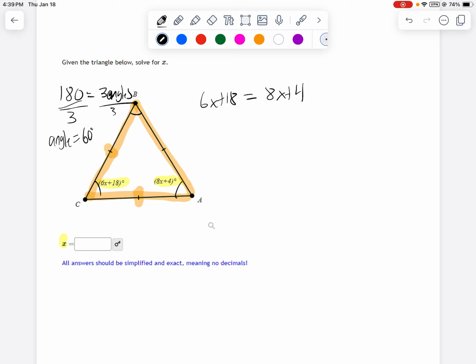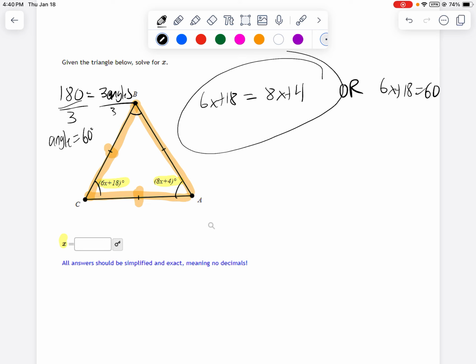We divide by that 3, and you know that every angle in this triangle will equal 60 degrees. So you could set those two equal to each other, or you could just say 6x plus 18 equals 60. Because while yes, those two angles are equal to each other, you know that every angle must be 60 degrees, and that means that 6x plus 18 must also be 60. Doesn't matter whichever way you want to solve, go for it. I'm just going to solve this one because I wrote it first.